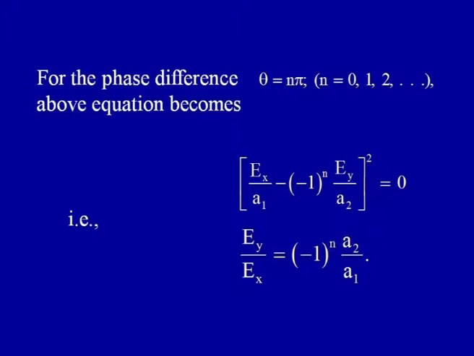For the phase difference theta equal to n pi, where n is 0, 1, 2, this means an integral multiple of pi: 1 pi, 2 pi, 3 pi, 4 pi. The above equation becomes (Ex upon A1 minus (-1) raised to the power n Ey upon A2) the whole squared equal to 0, which really means Ey upon Ex, the ratio of the y component to the x component, is equal to (-1) raised to the power n times A2 upon A1.